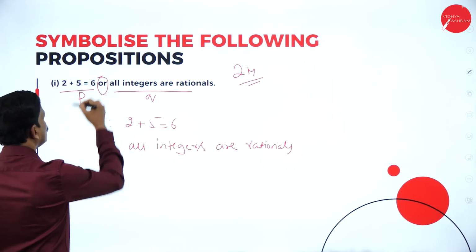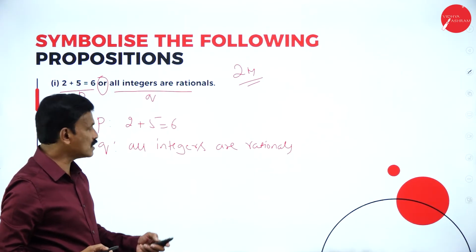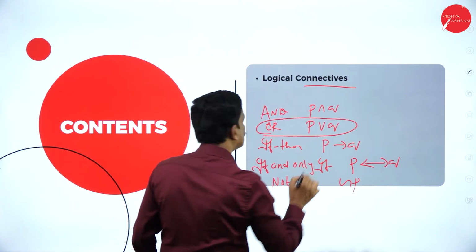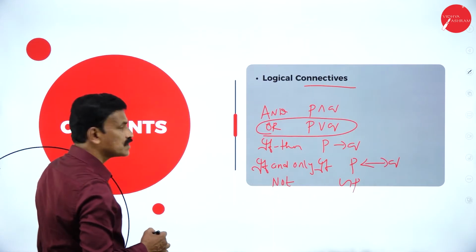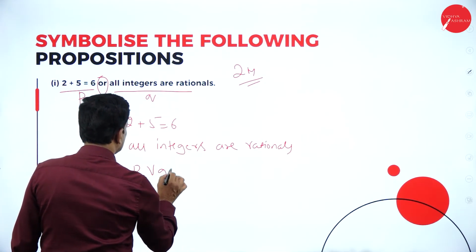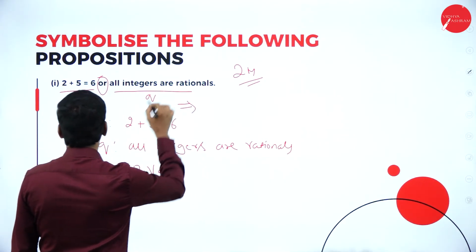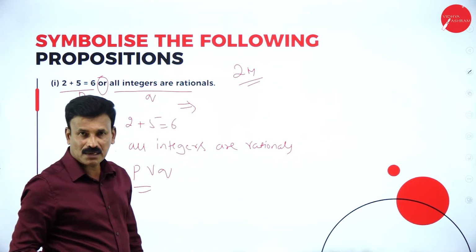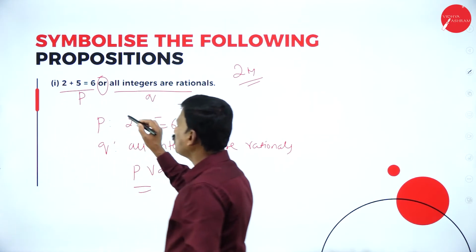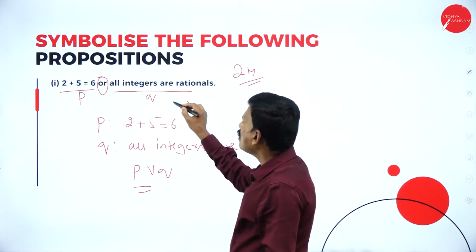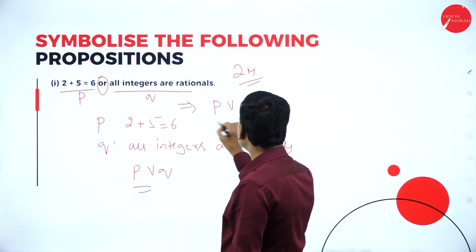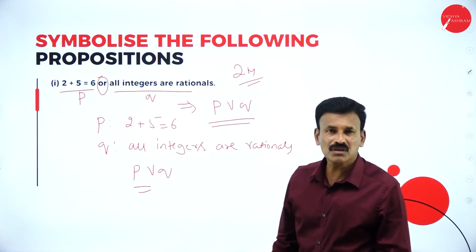Now what is the connective given here? It is OR. For OR, what is the connective we are going to use? Disjunction. Disjunction is used for OR. So this can be written as P disjunction Q. Therefore, the symbolic representation of 2 plus 5 is equal to 6 or all integers are rational is denoted as P disjunction Q. That's it. If you write this much, you will get 2 marks.